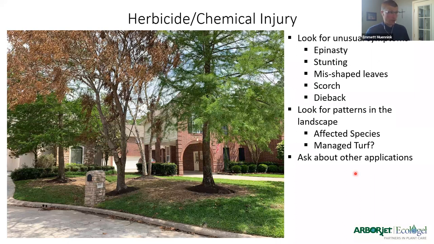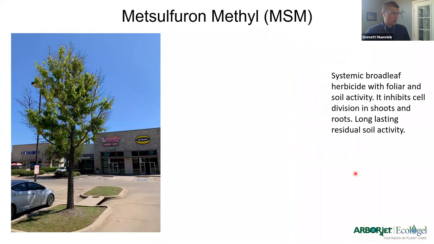All right. If any of you saw my LinkedIn post yesterday, I put a handful of pictures of some trees showing some unique symptoms. I said it was a pop quiz and I'd reveal the answer today, and that's what we're getting to. So another herbicide. This one's becoming more and more popular. It's called metsulfuron methyl, MSM. It's a systemic broadleaf herbicide with foliar and soil activity. It inhibits cell division in shoots and roots. It has long-lasting residual soil activity.